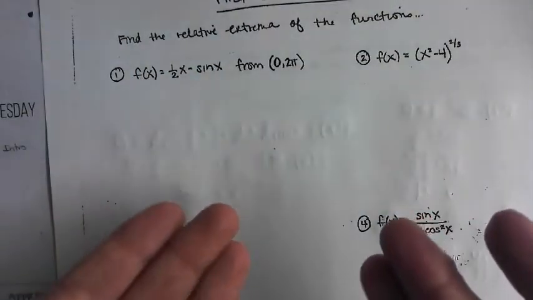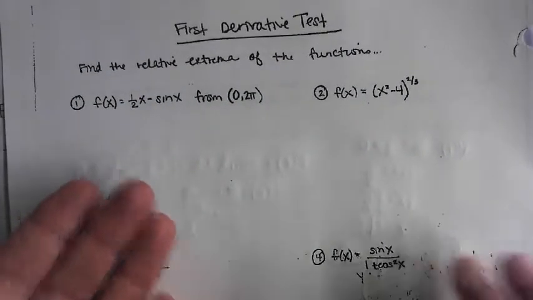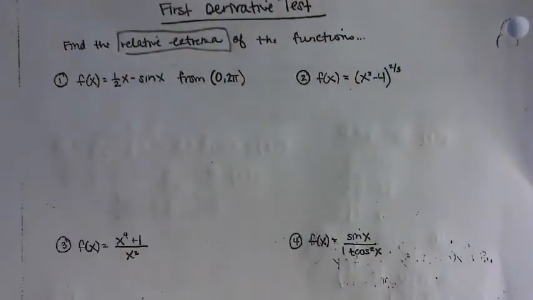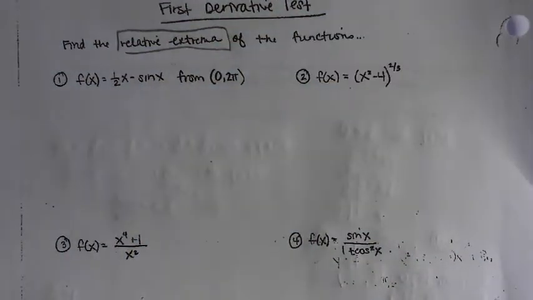This is what I was just doing on the front anyway. I was finding the relative extrema, even though the front directions didn't ask me for it. So why don't you do these 4 on your own?